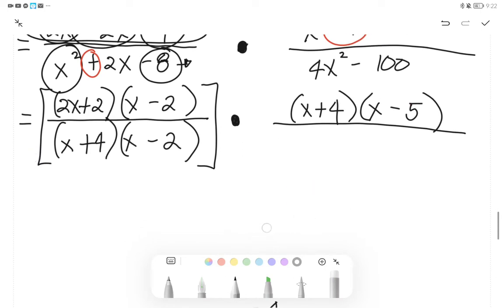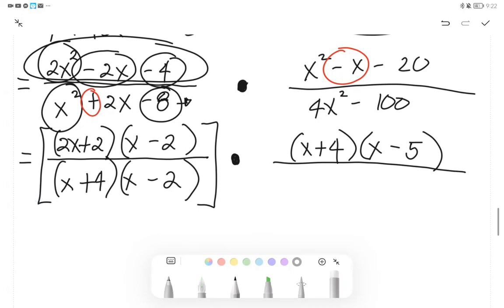Now, let's proceed to the denominator, which is 4x squared minus 100. Now, both 4 and 100, kani silang duha, they are all perfect squares. So, pwede na to gamiton ang difference of squares nga method. Okay. The factors of 4 are 2 times 2. Si x squared, that is x times x.